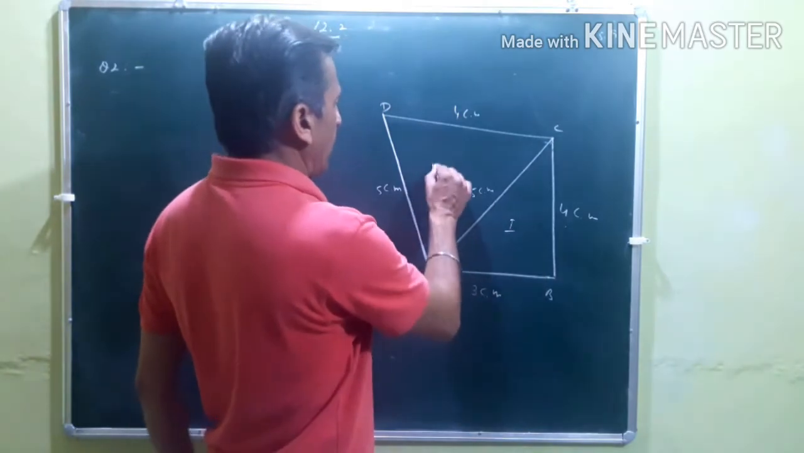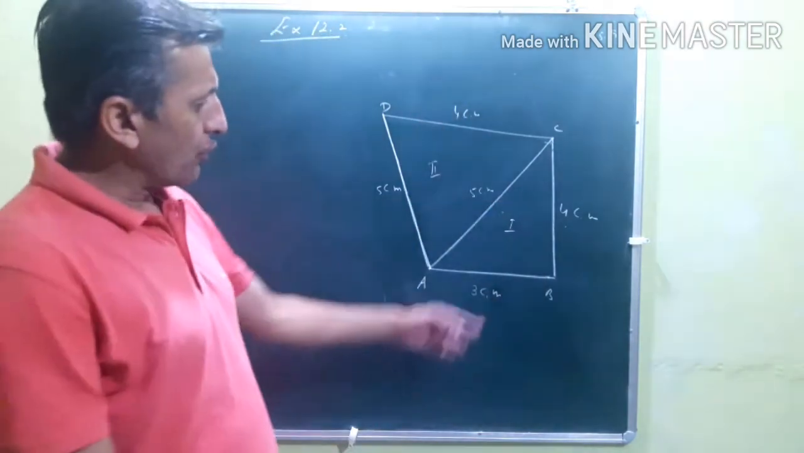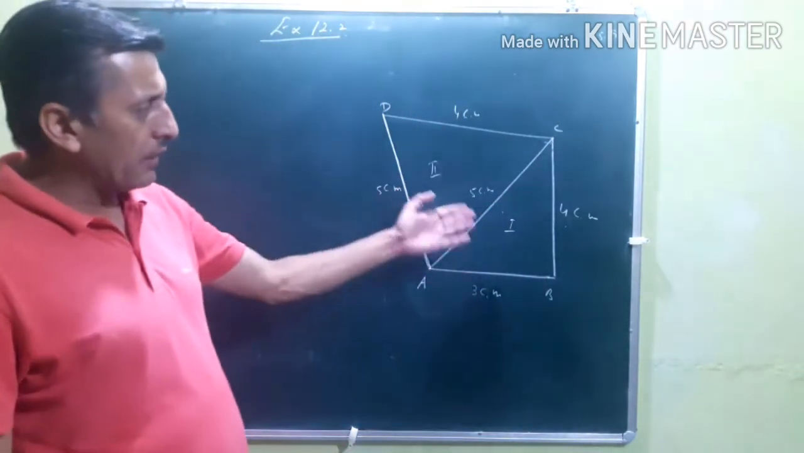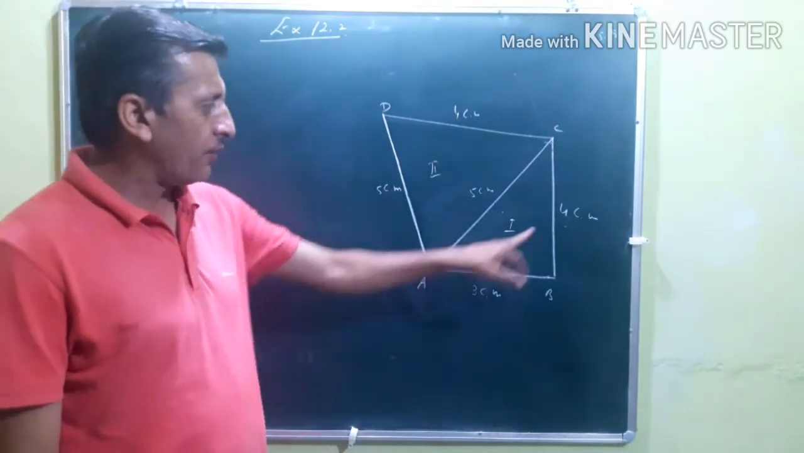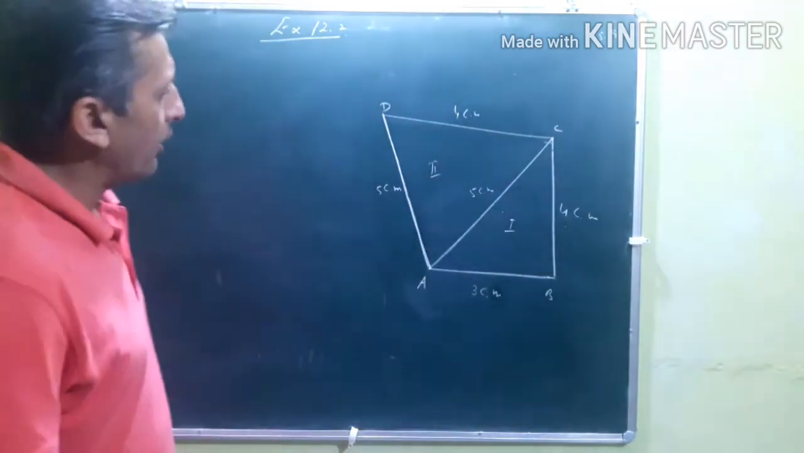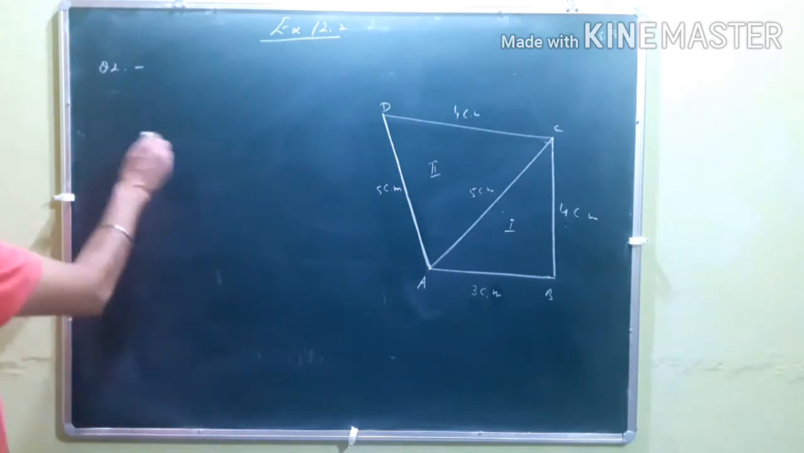So suppose this is your first part and this is your second part. I will show that this is your right angle triangle. Clearly you can see 3 square is 9, plus 16 gives under root 25, and that is equal to 5. So I am going to solve this one.